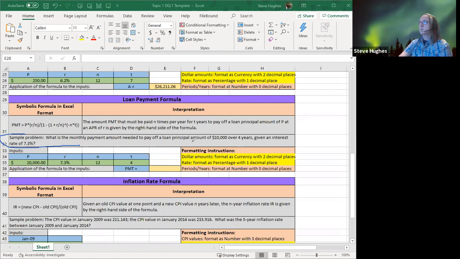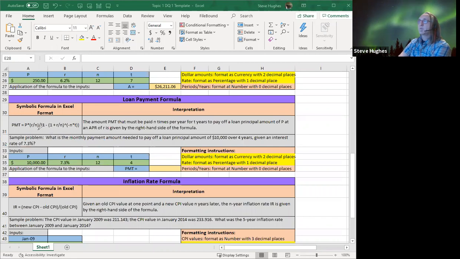Where's the 10,000? You have a principal amount of 10,000. T is 4. That's 4 years. The rate is 7.3 right here. Where does N come from? Oh yeah, right here, the monthly payment. It's monthly, there are 12 months per year, so N is 12, right? So we now have it set up to use. Don't stop there though, we're doing great.